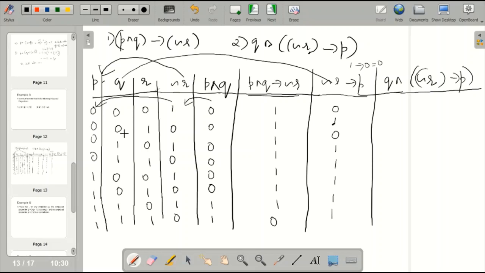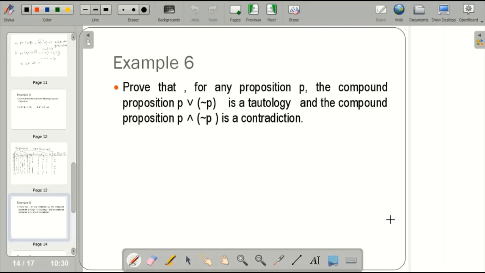So Q and R, it will be, first one you check 0, 0, so it will be 0 itself. Second one you check 0, 1, so it will be again 0 itself. Third one you check 1, 0, so it will be 0 itself. Fourth one you check, it is 1, 1. Fifth one you check 0, 1, again 1, 1, so it is 0, 0, 1, 1. So this is how we are going to construct the truth table. So this is regarding the example 5. Now let us go to the example 6.